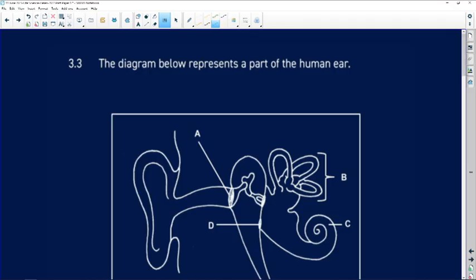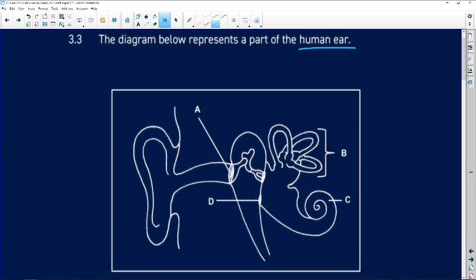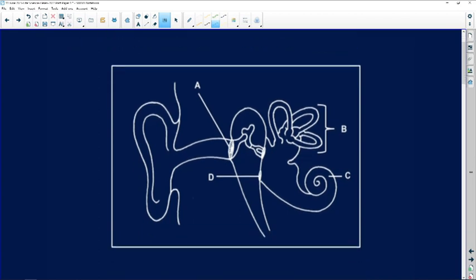We're working from Life Sciences Paper 1 of November 2022. Now we move on to question 3.3. The diagram below represents a part of the human ear. We're not going to look at the questions. We are going to first interrogate what it is we're looking at.